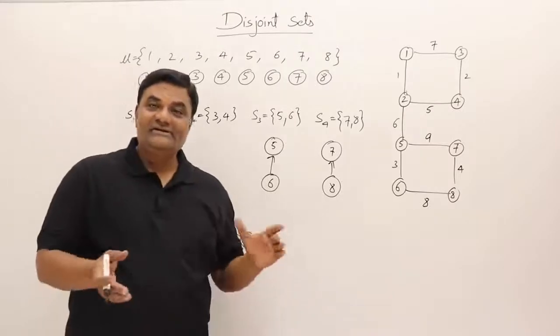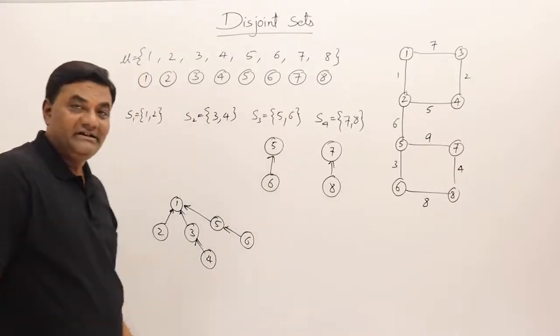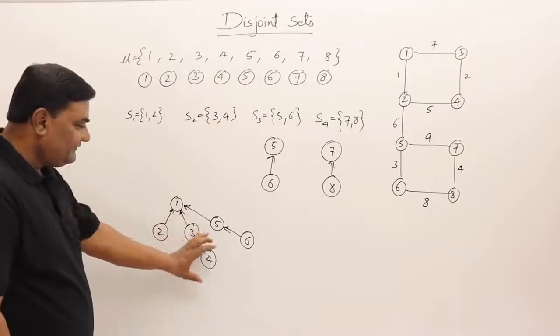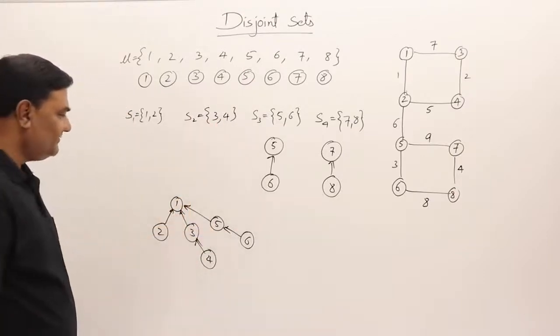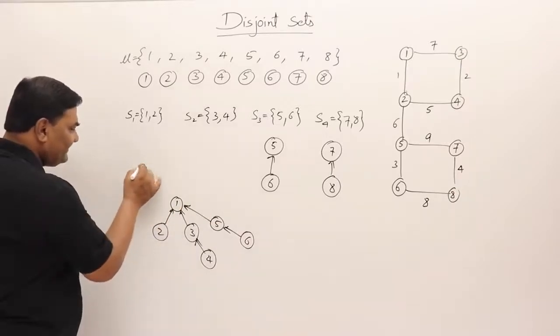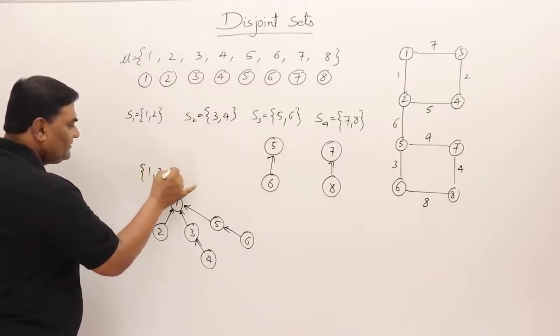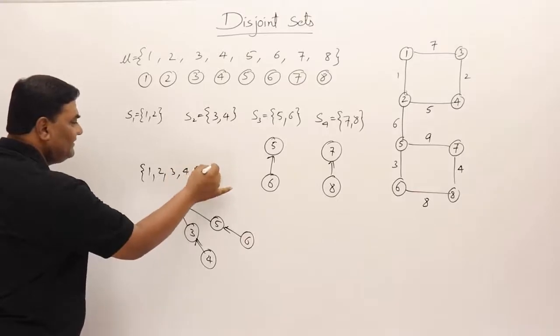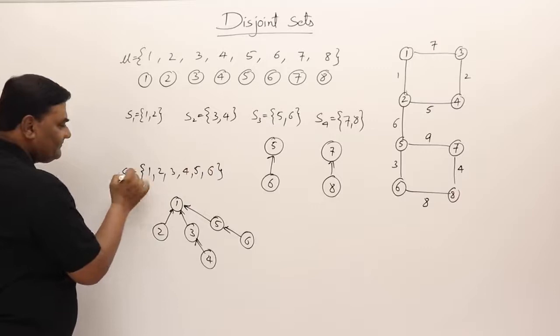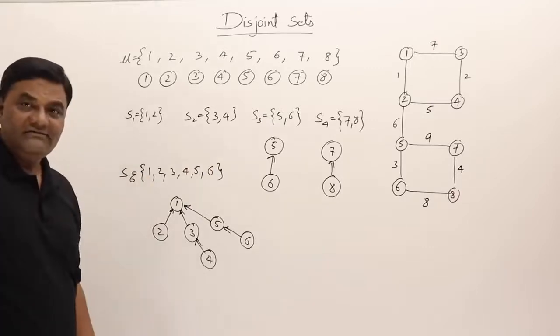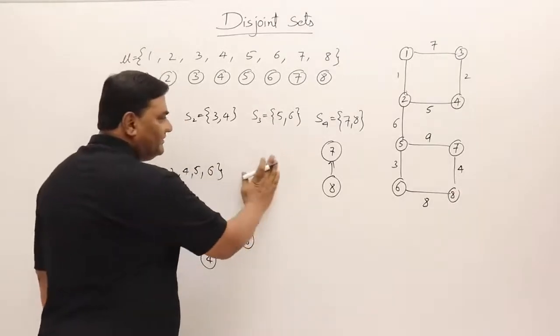Earlier, although both the sets had the same number of elements, now this set 1, 2, 3, 4 has more elements. 5, 6 has just 2 elements. So this is representing this set, you see: 1, 2, 3, 4, 5, 6. This is the 5th, 6th set. If you remember, we have already done this. So now this is gone.